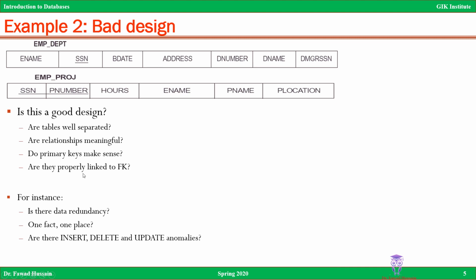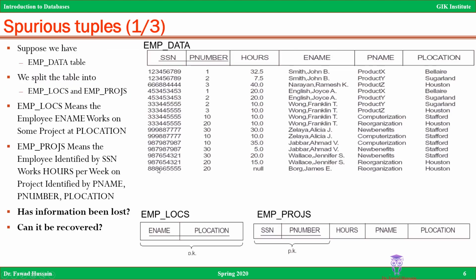Similarly with the deletion problem, if I remove the last employee working in a department, it means I am essentially also removing the department from the database. And for update, if I happen to go on another project or somebody is replacing me, it means I'm not just going to have one entry, but all my employee name, the project name, and the project location will be repeated. So there is a problem with redundancy, there is a problem with one fact in one place, and there are problems with insert, delete, and update. So this is a really, really bad design.